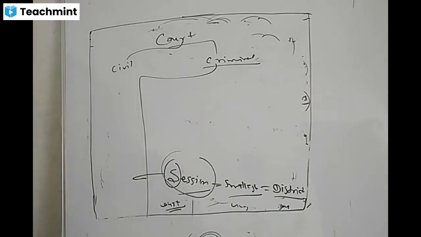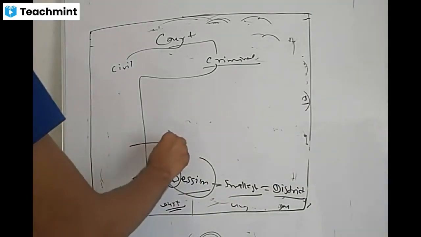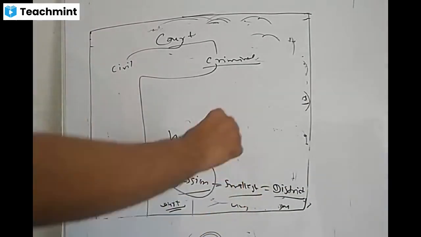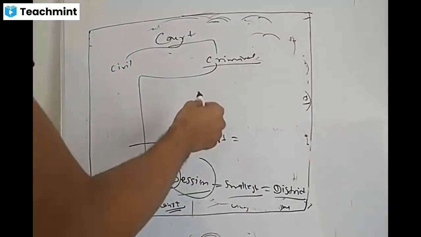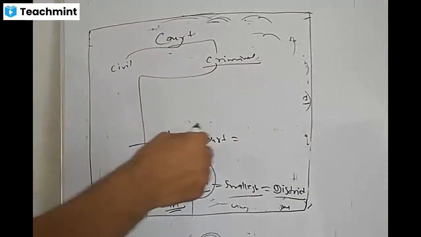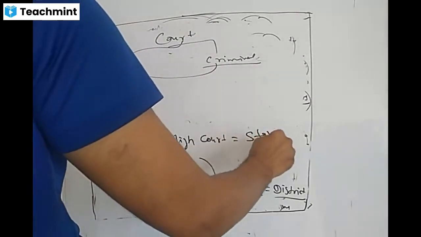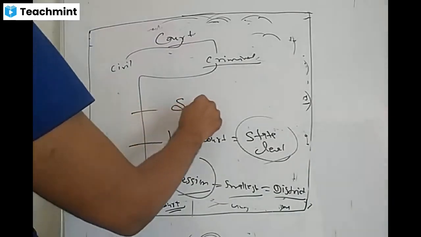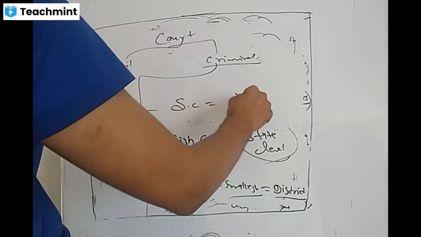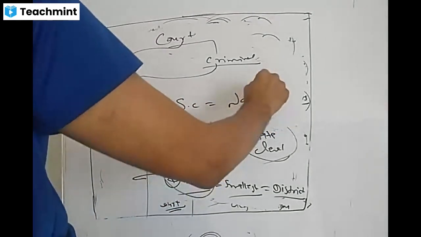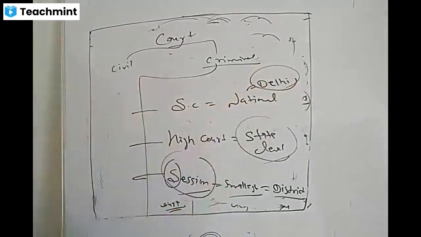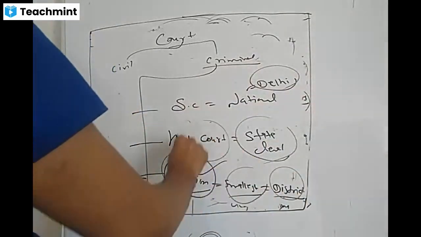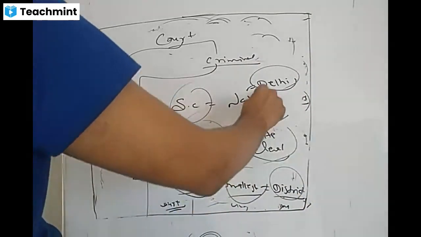Then if we move a little higher, that will be the High Court. And this is present at the state level. And then we have the Supreme Court at the national level, that is at New Delhi, the capital of India. So there are three main: the smallest is session at district level, High Court is state level, Supreme Court is national level.